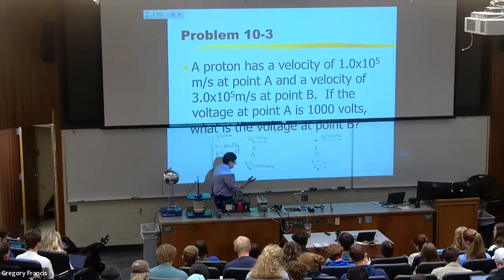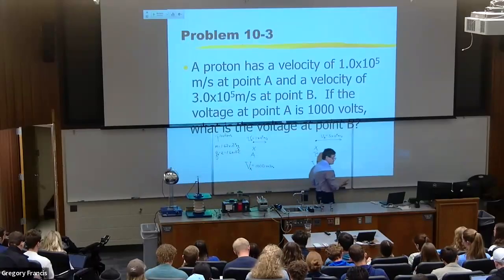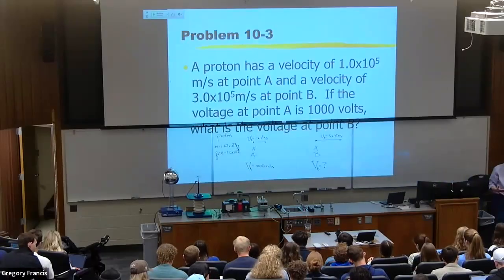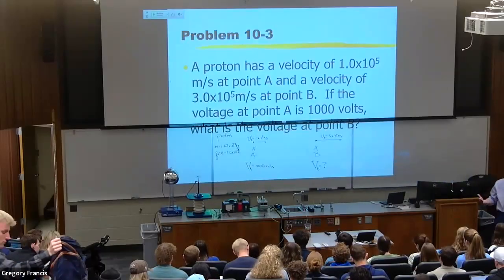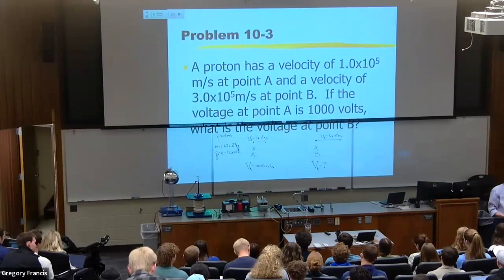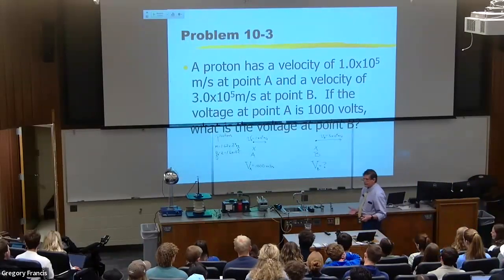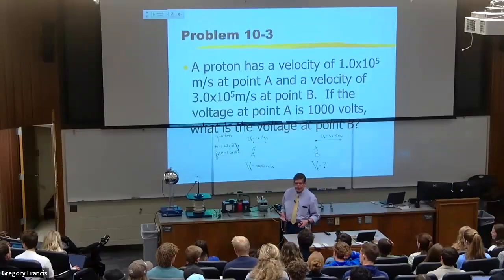Okay, now, first of all, put on your crap detector. Are you expecting an answer for the voltage at B to be bigger than 1,000 volts or smaller than 1,000 volts? Tell your neighbor, bigger than 1,000 volts or smaller than 1,000 volts?